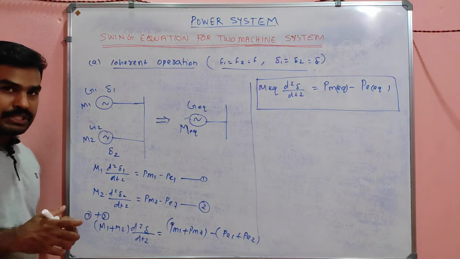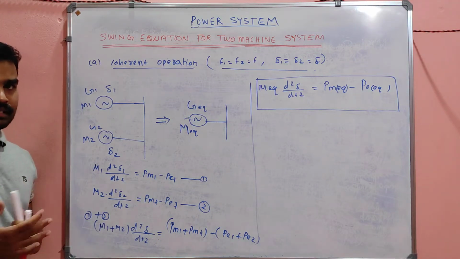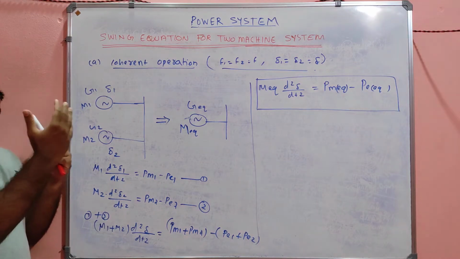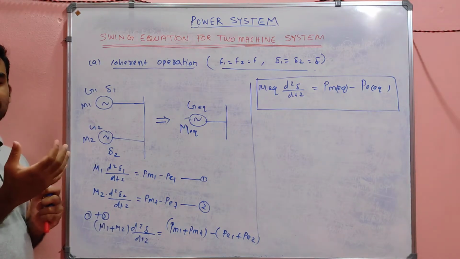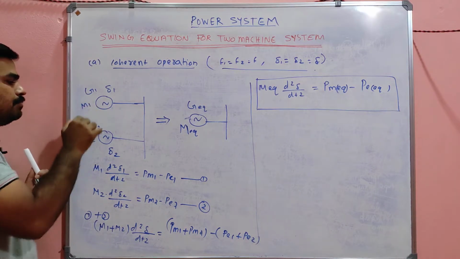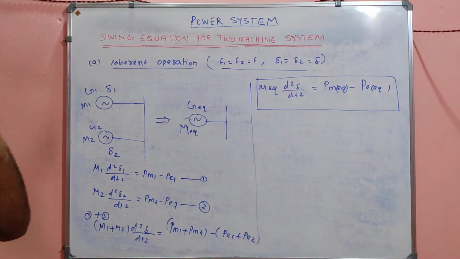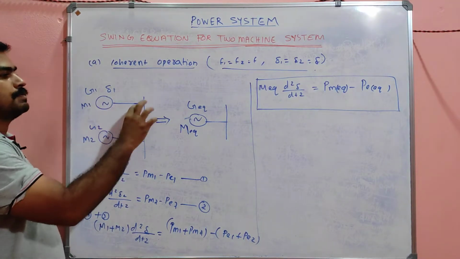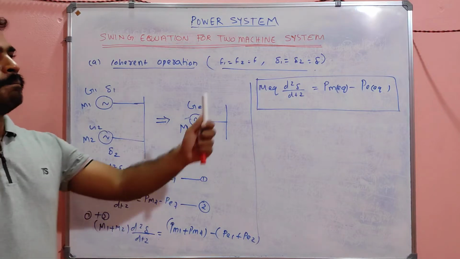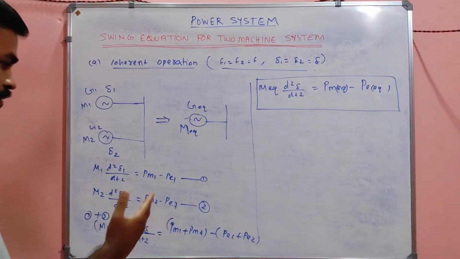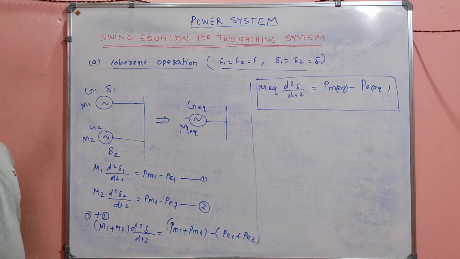That means if you have a two machine system and someone asks you to find the swing equation, then M equivalent is the addition of the individual M, that is M1 plus M2, and Pm equivalent is the corresponding Pm1 plus Pm2. Pe equivalent is Pe1 plus Pe2. So that is the general equation for a two machine system.